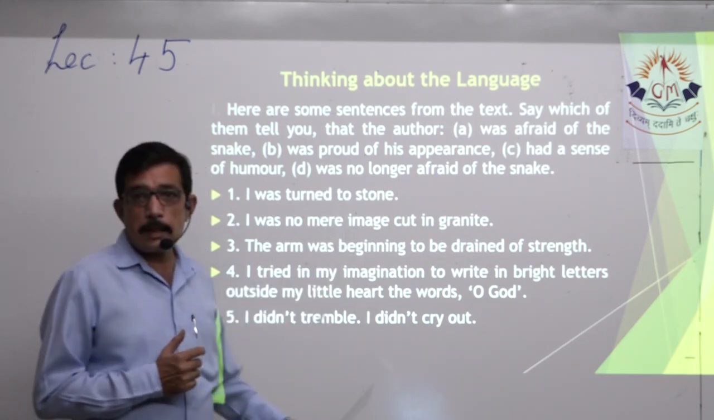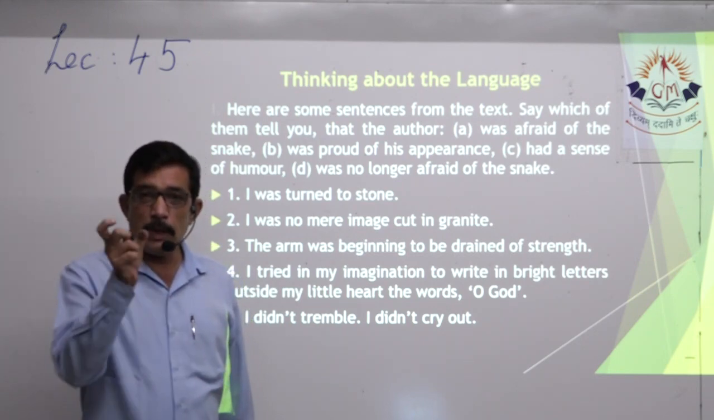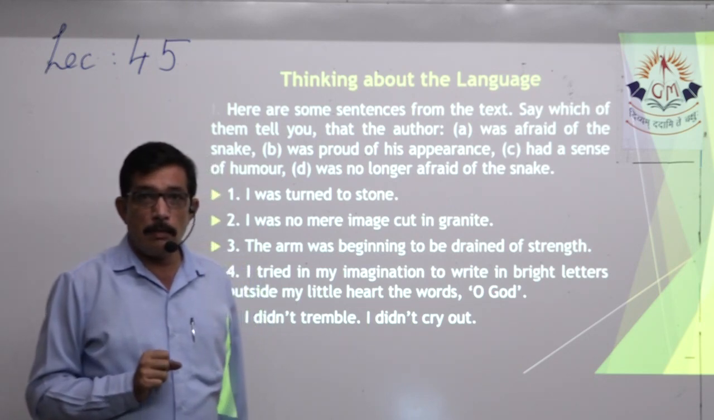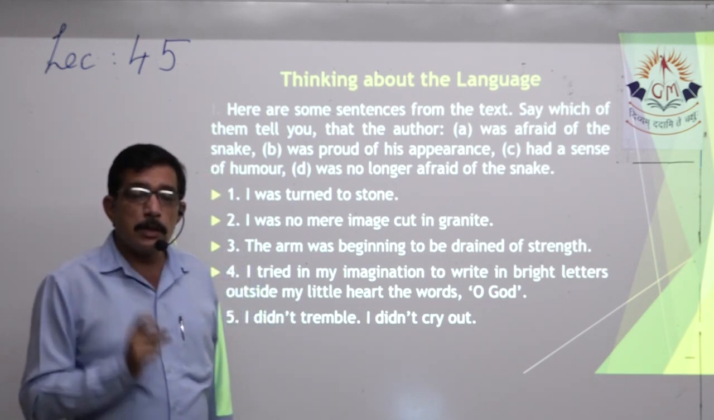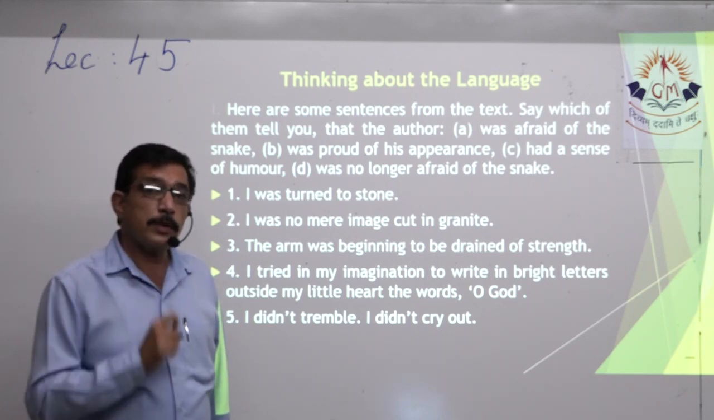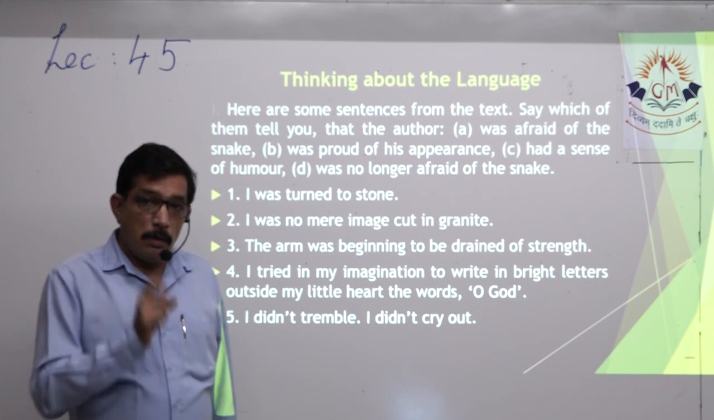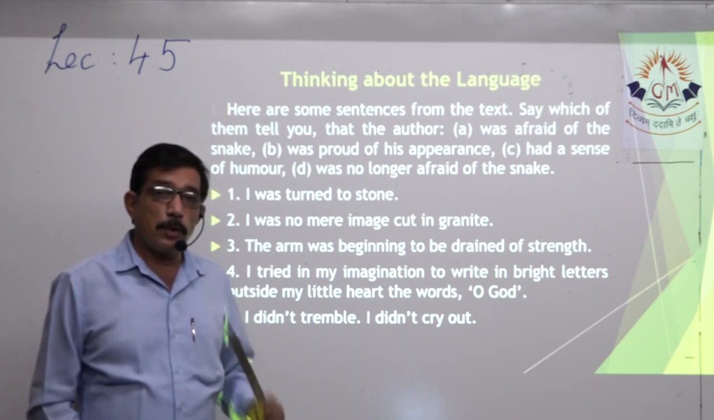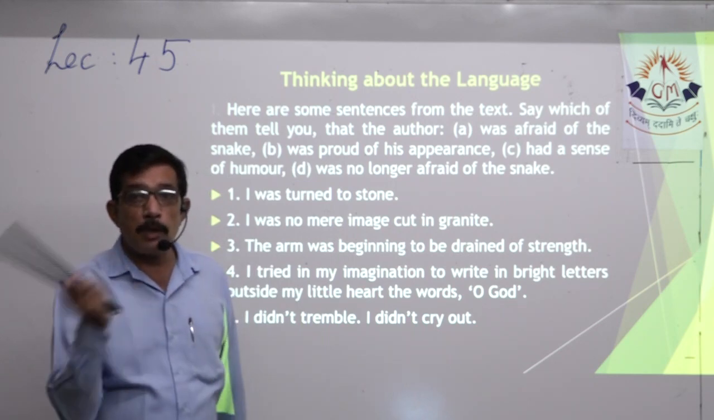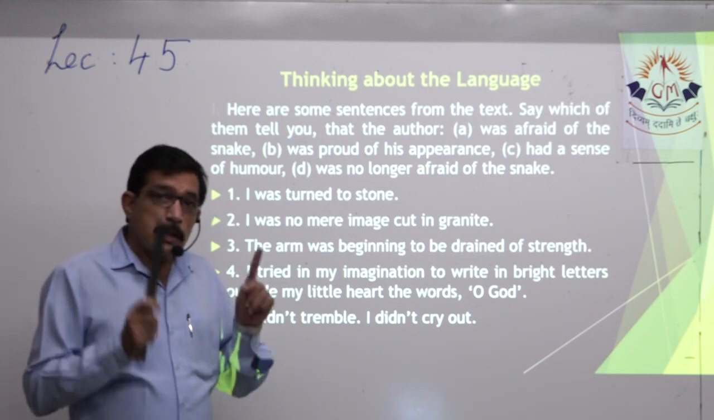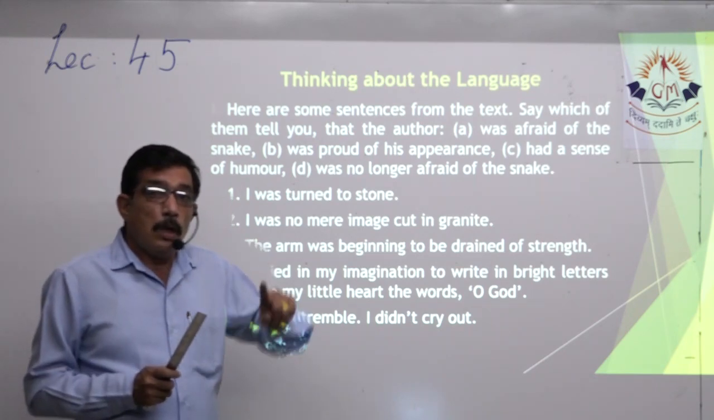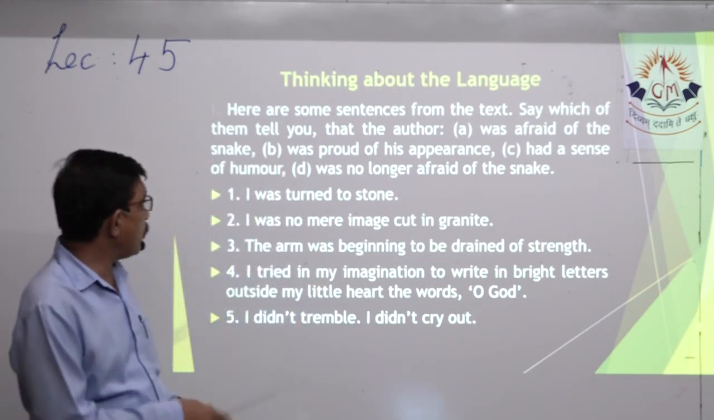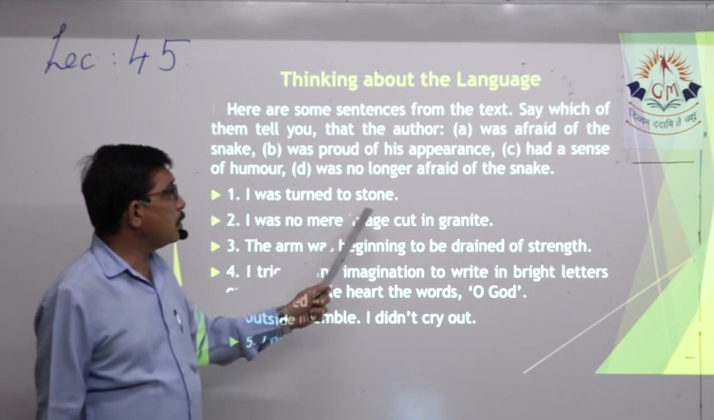Now, why is this exercise given to us? When we read an individual sentence taken separately from the text, by looking at that sentence, you should be able to tell which paragraph it belongs to. When you come to the sentence, you should know what has happened just before that sentence and what is going to happen after that sentence, because that sentence will tell you what happened just before and why this sentence is used. For example, I was turned to stone.